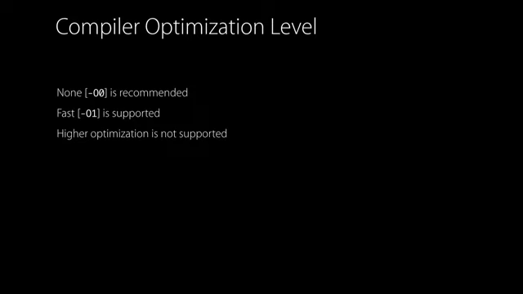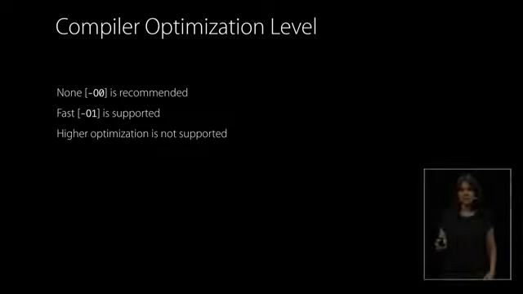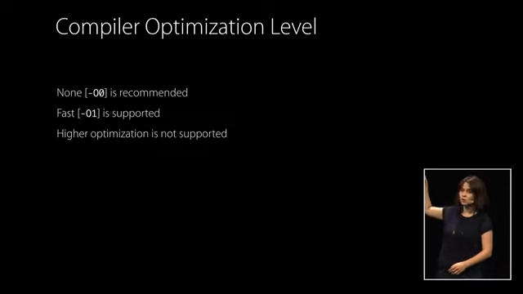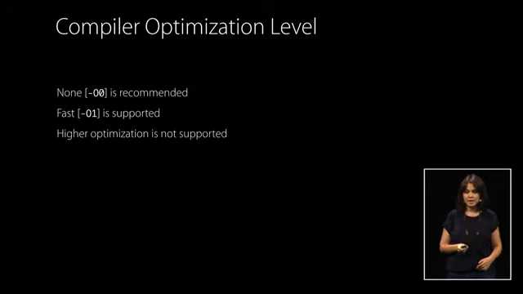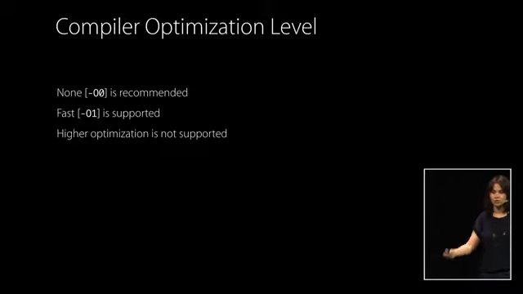We recommend that you use Address Sanitizer in debug builds, where the compiler optimizations are turned off. However, it is also supported with the fast optimization level that corresponds to the O1 compiler flag. One thing to keep in mind when you are deciding between those two optimization levels is that your debugging experience will not be as smooth if you have any compiler optimizations turned on.